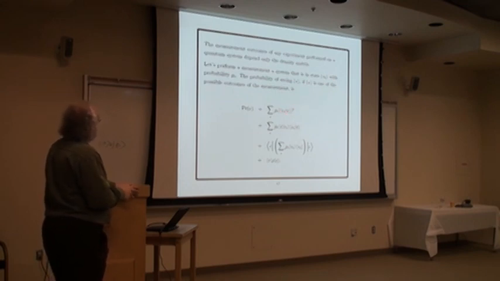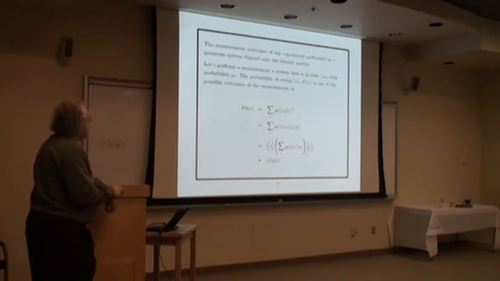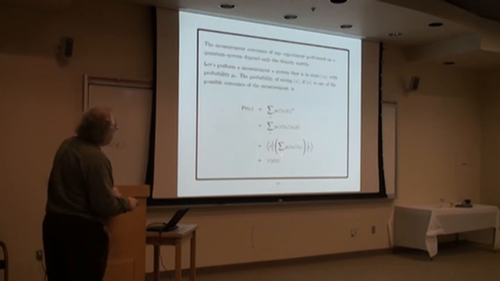So E is one of the possible outcomes of the measurement. The probability of seeing E is the summation over i of the probability that it's in state i times the probability of seeing E given that it's in state i. That's p sub i times the inner product of E and V sub i, times the inner product of V sub i and E. Now we can move this summation inside the product, and you get E times the summation over i of p sub i V sub i V sub i conjugate transpose.